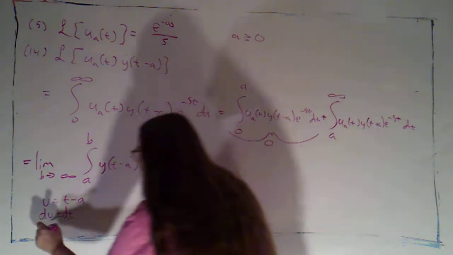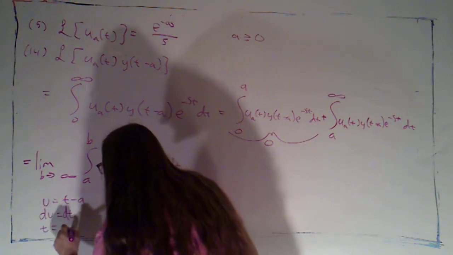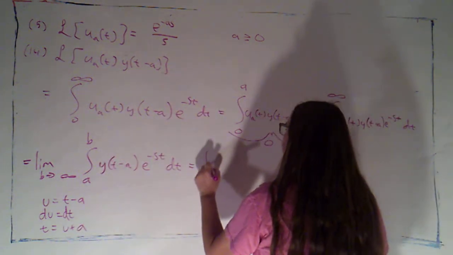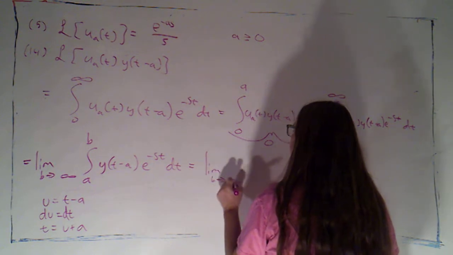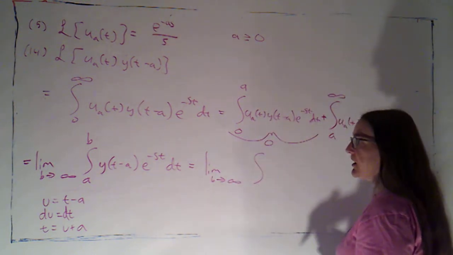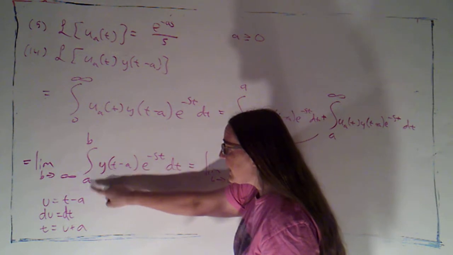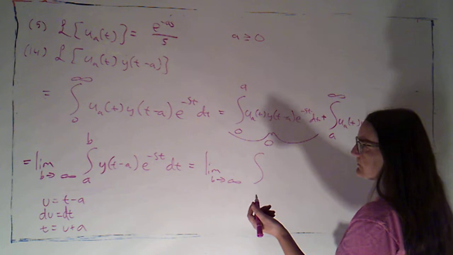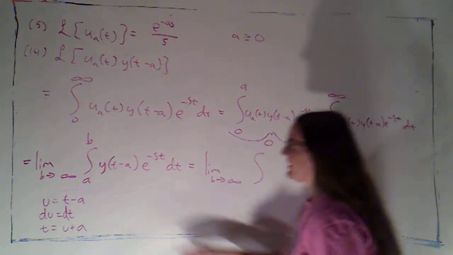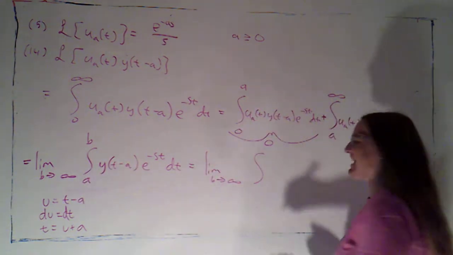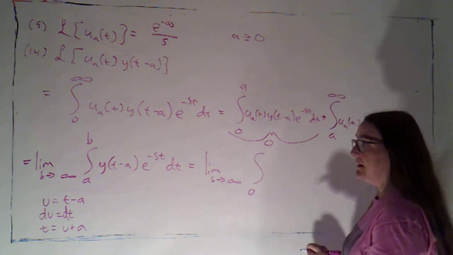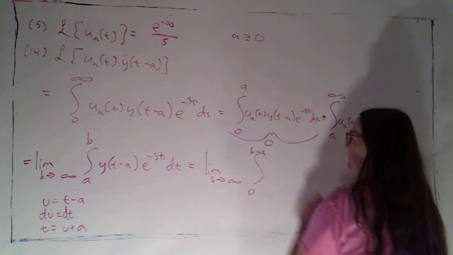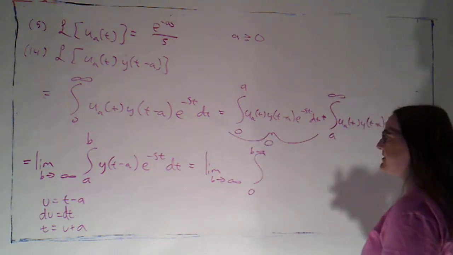And what's perhaps more important is t is u plus a. So I can now rewrite this as the limit as b goes to infinity of the integral. The u value at a will be t minus a, which would be, I'm sorry, I'm plugging in a for t. So that would be a minus a. That would be 0. The u value at b would be b minus a. Still going off to infinity because a is a finite number.